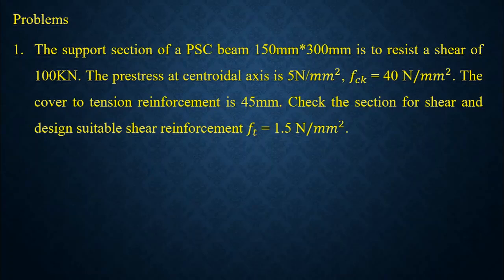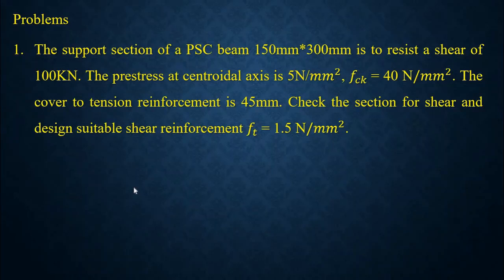The support section of a PSC beam 150 mm by 300 mm is to resist a shear of 100 kN. The pre-stress at the centroidal axis is 5 N per mm square. FCK is 40 Newton per mm square. The cover to tension reinforcement is 45 mm. Check the section for shear and design suitable shear reinforcement. Ft is equal to 1.5 Newton per mm square.